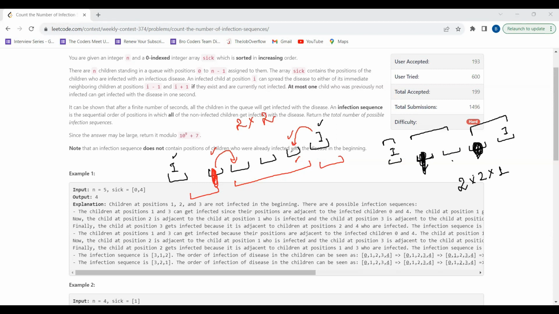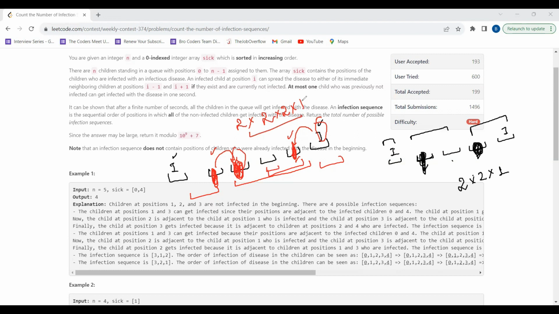Now suppose this person got infected. Now we have got two uninfected people, and this is also infected. Now how many options do we have? Still two. Suppose this person got infected. Now we only have one person. How many options do we have? One.